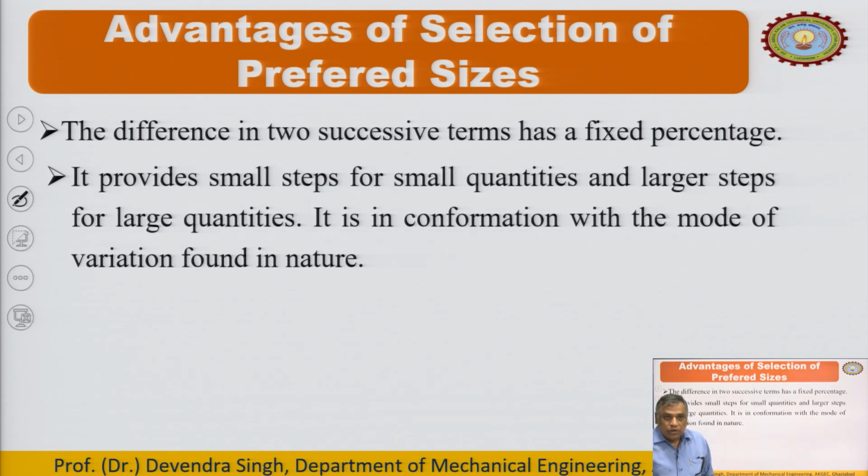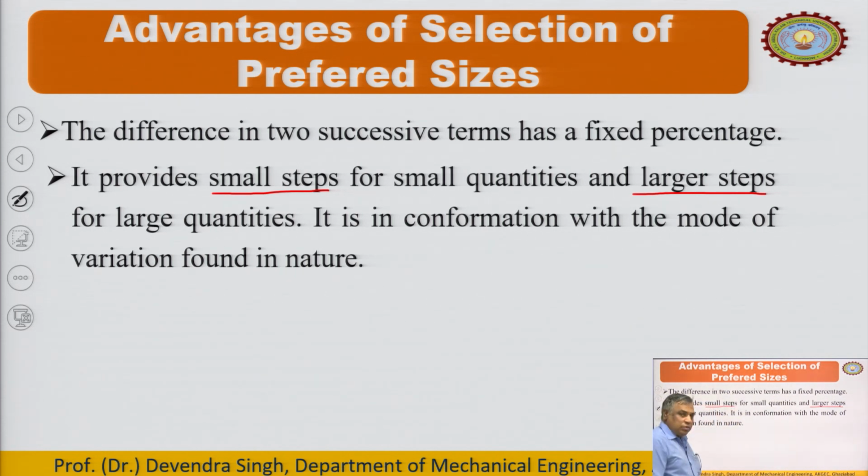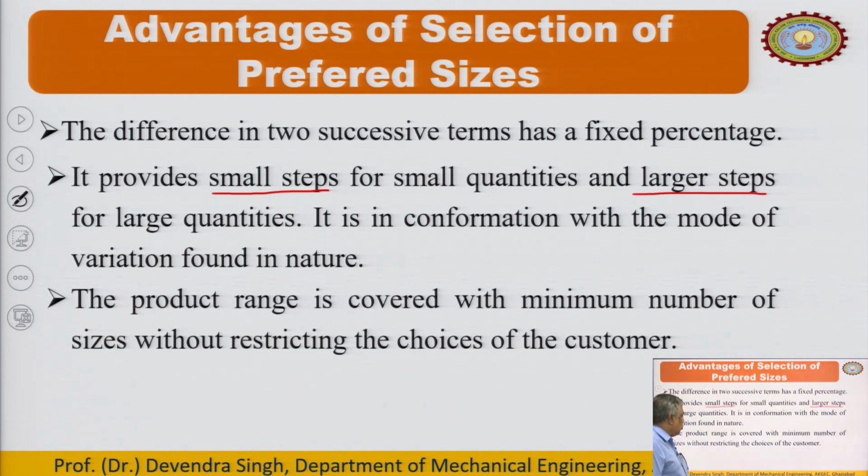And second, if the quantities are small, sizes are small, then we are getting the small steps to fulfill the requirement, and if the quantities and the sizes are larger, then the larger steps and the series we will get. So, this is as per the universal law. This is in support of the universal law.